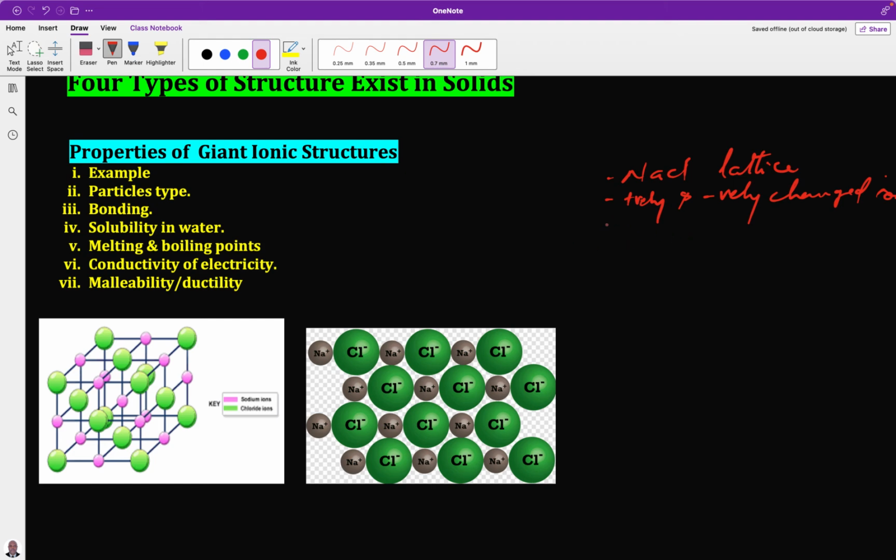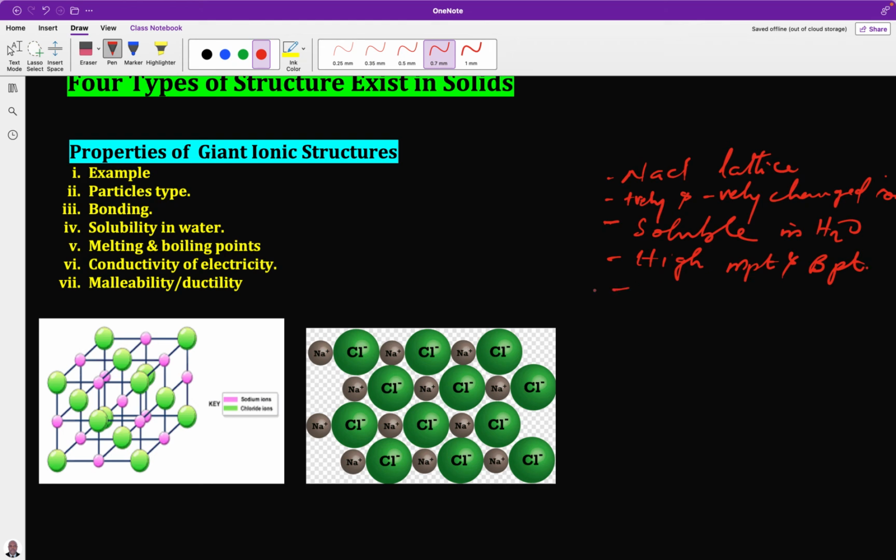Well, what about the solubility of this giant ionic structure? They are soluble in water. Most of them, like sodium chloride, are soluble in water. About their melting point: because there is a strong electrostatic force of attraction between the oppositely charged ions, they have very high melting points and boiling points.